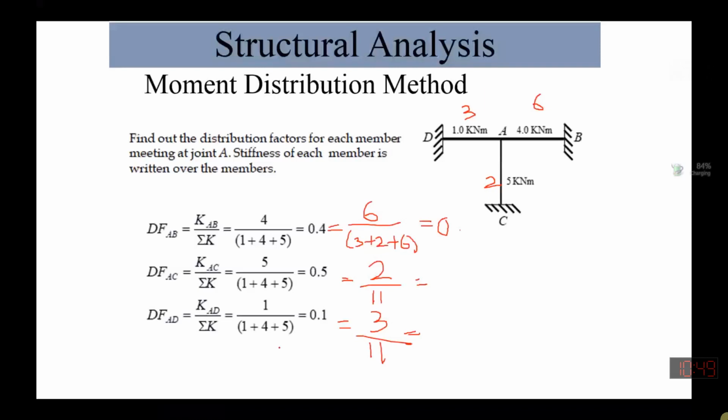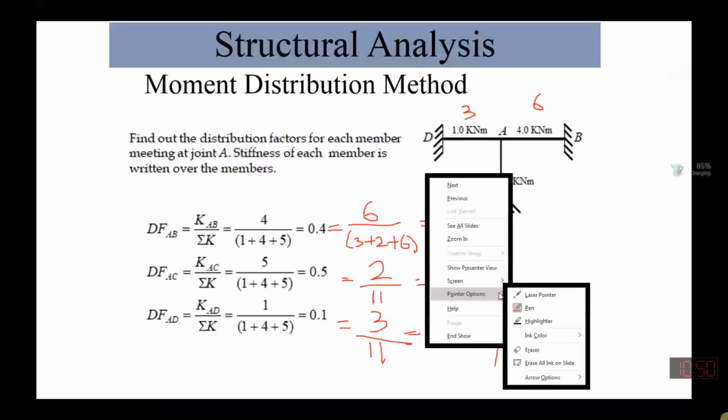Now what is the value of 6/11? 0.545. 0.545. What is 2/11? 0.1818. 0.18. And what is 3/11? What is it? 0.27. 0.27. So it means now you can find the distribution factor, isn't it? Now you can find the distribution factor for any value.